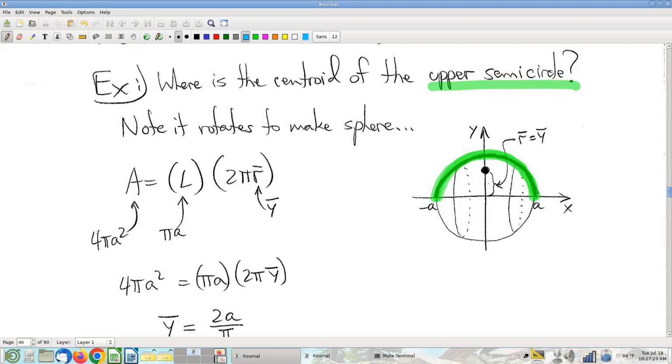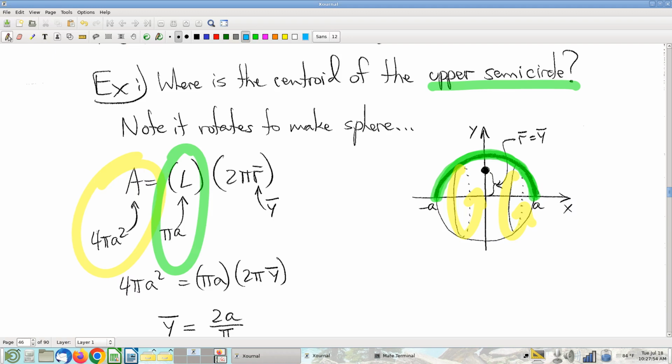So this is a fundamentally different question, and we have not yet addressed this question, how to find the centroid of that little piece of wire. What I can notice, though, is that this rotates around to generate a sphere. I know the formula for the area of a sphere. I know the formula for the length of a semicircle.